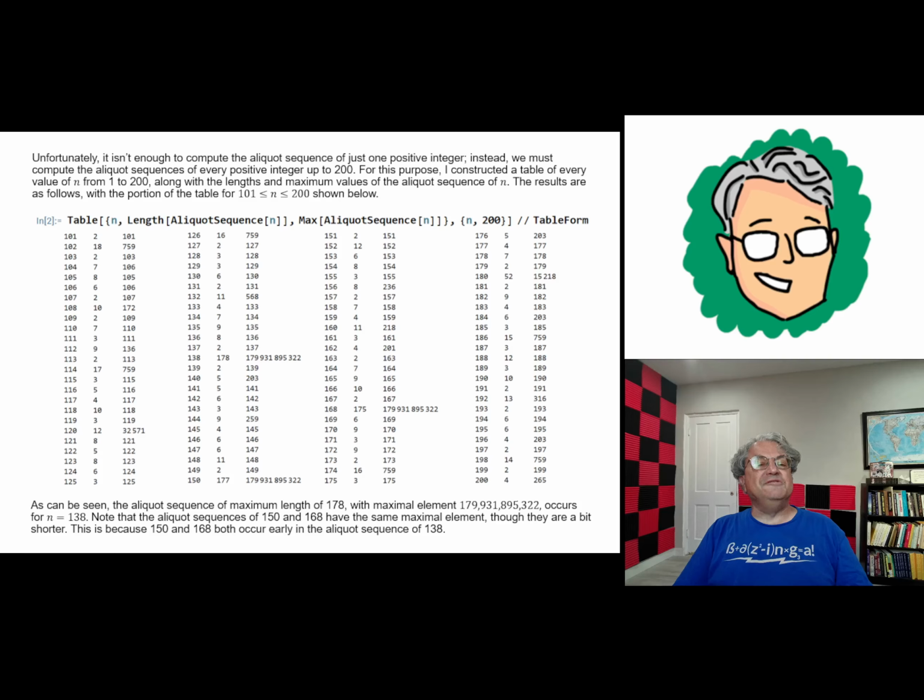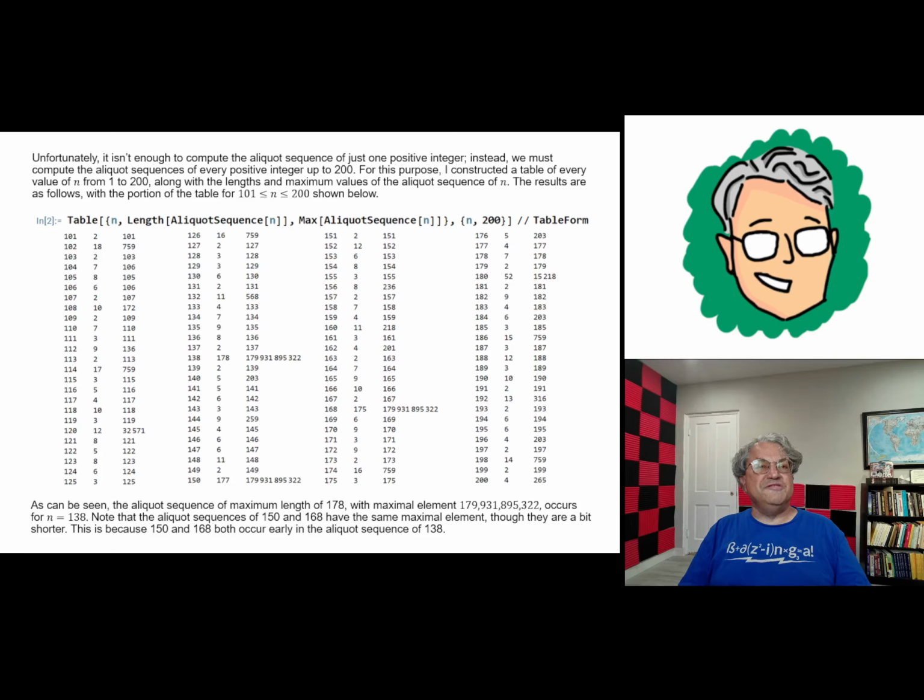I don't know how easily you can see the numbers in this table, but in the first column I've got n, and in the second column I've got the length of the Aliquot sequence. Most of them are pretty short. And in the third column I've got the maximum element, which you can get in Mathematica just by taking the max of a list. And it turns out that the maximum element for n equals 138, you also get for n equals 150 and 168. And the reason for that is because 150 and 168 occur early in the Aliquot sequence of 138.